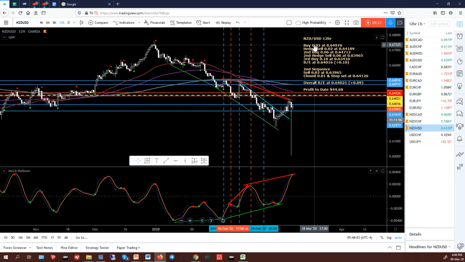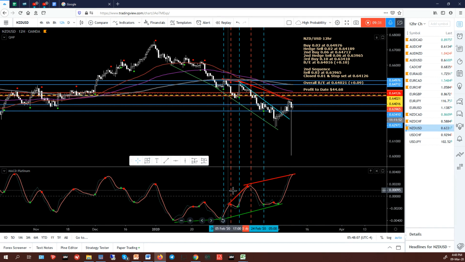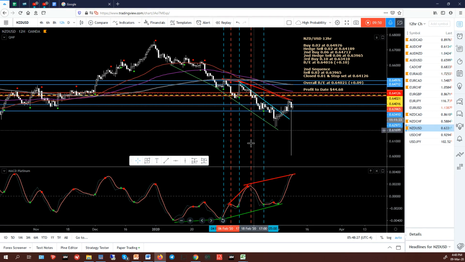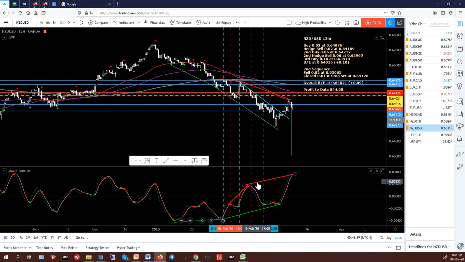So I'm in buy sequence starting here, then a sell sequence is this one here. It's a standalone trade. It's hard to see, but the stop loss is in there. So the second sequence, sell, close one, stops at 64126. So basically this red dot on MACD Platinum is a red dot here. You can just see it underneath that trend line, goes down. As soon as it goes through the zero level, close half, put a stop in place.